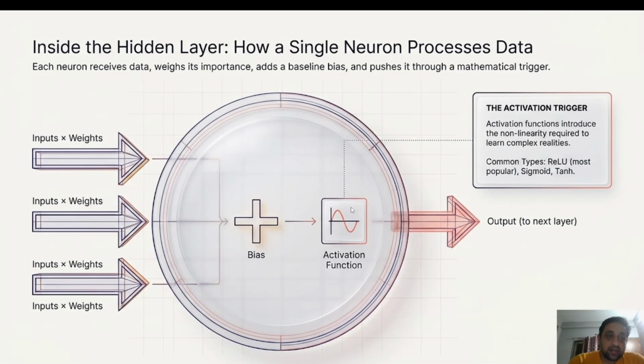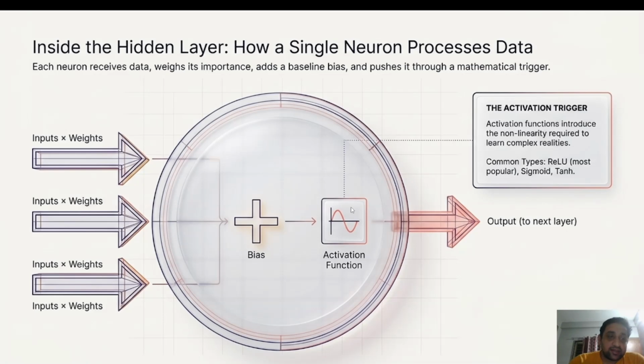Step 2: add bias. A bias value is added to shift the result. Think of it like the neuron's default opinion before seeing any data. Step 3: apply activation function. This is the most critical step. The activation function decides whether this neuron should fire or not, and how strongly.